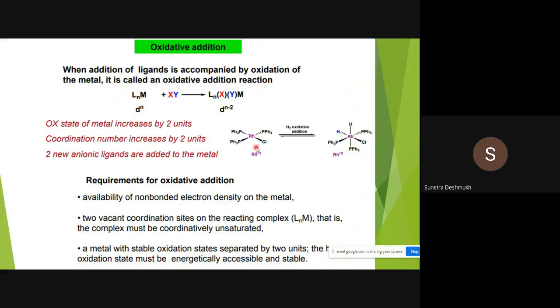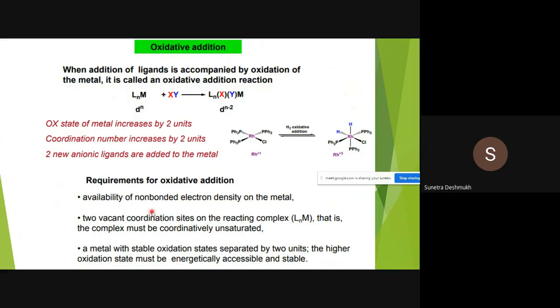Okay, so in the first structure we have only 4 ligands attached to the rhodium. Now in the second, after addition of this H2, you can find rhodium has now a total of 6 ligands on this metal.